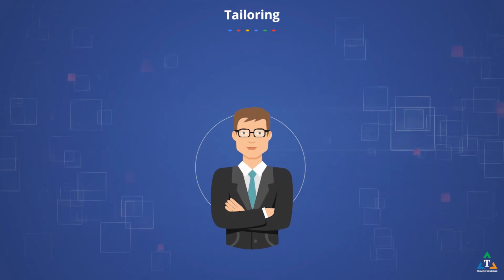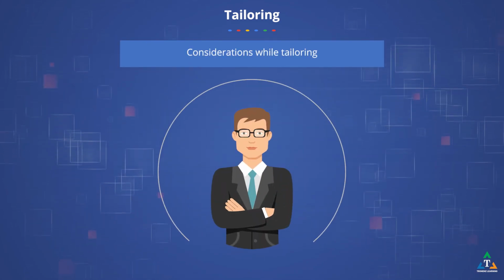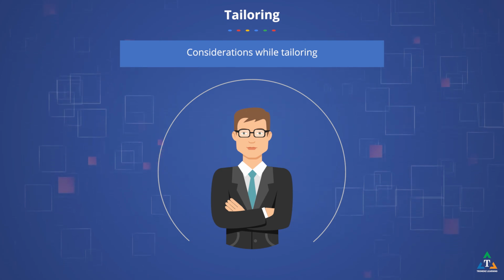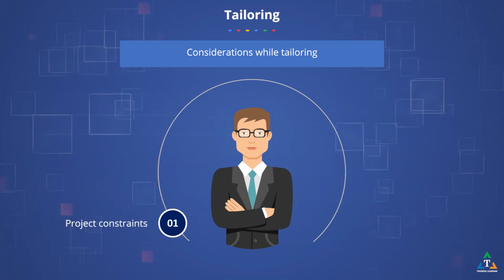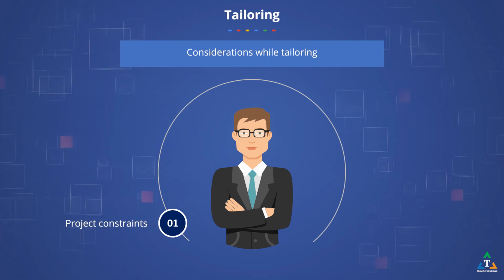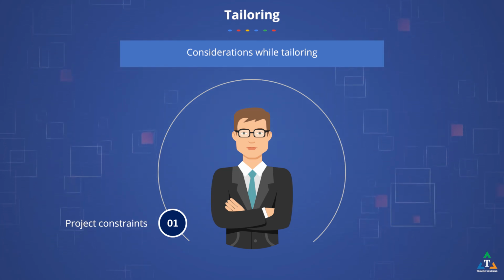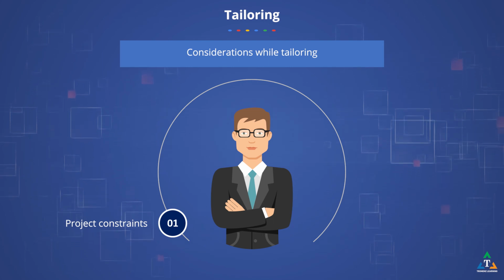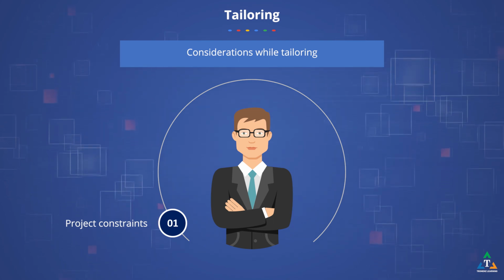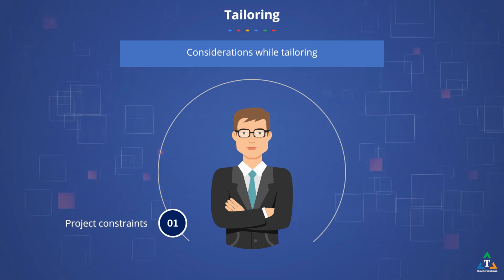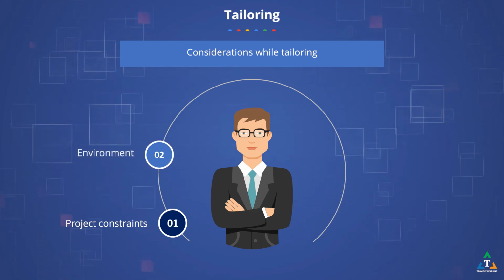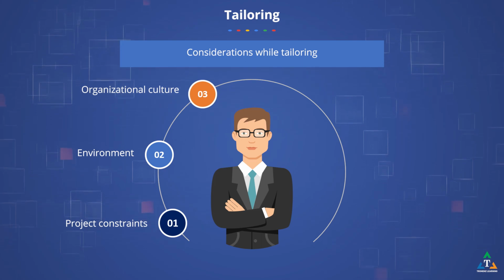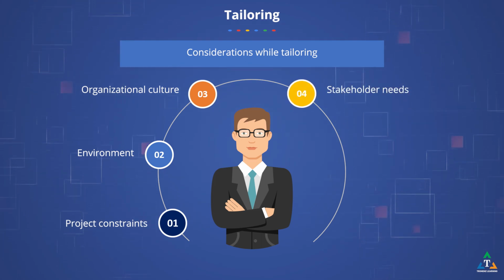The project manager needs to manage certain considerations while tailoring, such as competing project constraints of scope, schedule, cost, resources, quality, and risk. The importance of each constraint is different for each project, and the project manager tailors the approach for managing these constraints based on the project environment, organizational culture, stakeholder needs, and other variables.